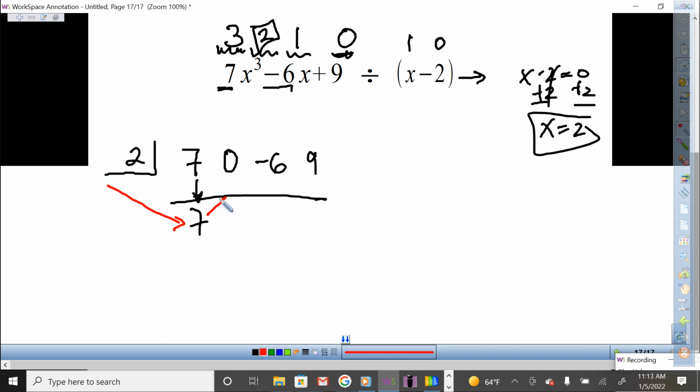2 times 7, that's 14. It goes above the line on the next term. Combine those. What is 0 plus 14? That's 14. Let's do it again. 2 times 14 is 28. Goes above the line. Combine those, that gives us 22. And last but not least, what is 2 times 22? Goes above the line, that's 44. Combine those, and since there's no other term after that, this is going to be my remainder. What is combined? That's 53.